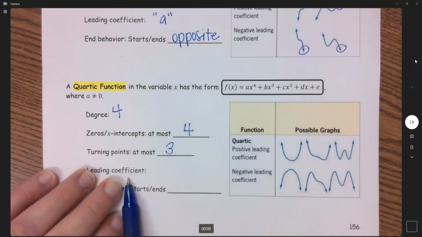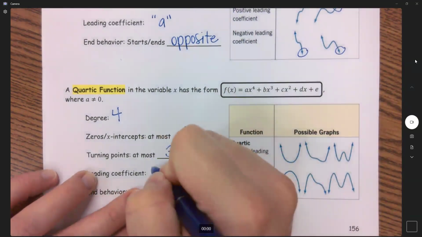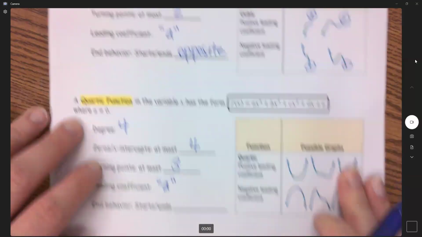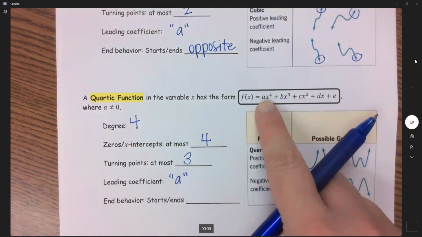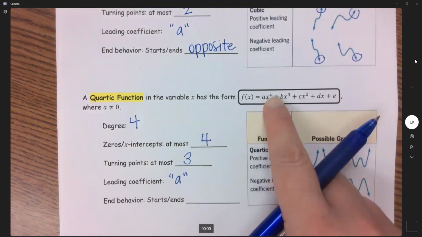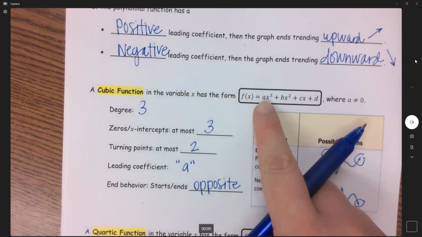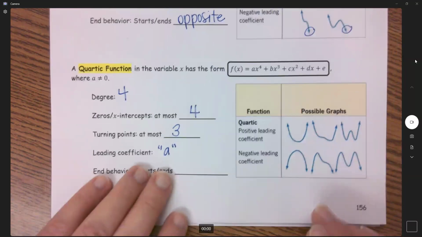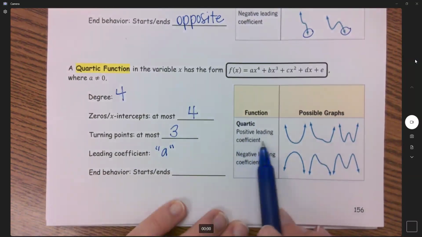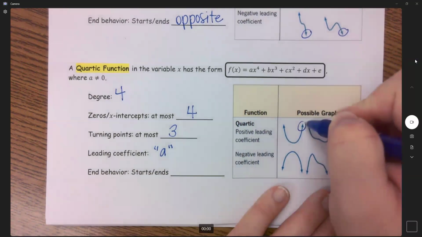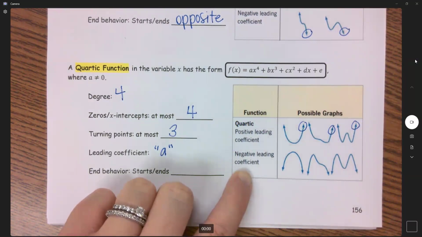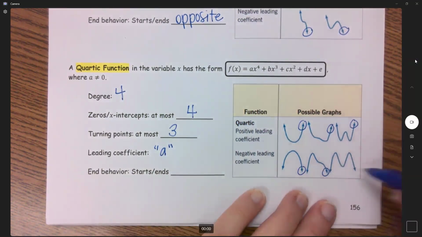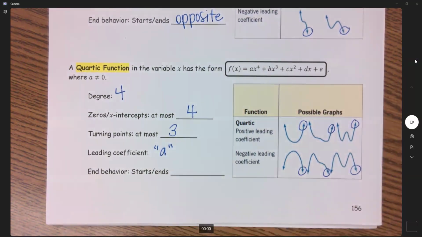So what is its leading coefficient? Well, it's still going to be this a right here. Even though these both have an a, what a is representing on this one is what's in front of that x to the 4th. What a is representing here is what's in front of that x cubed. And so if we pause there again, if I have a positive leading coefficient, it should be ending up. If I have a negative leading coefficient, then these are all ending down.